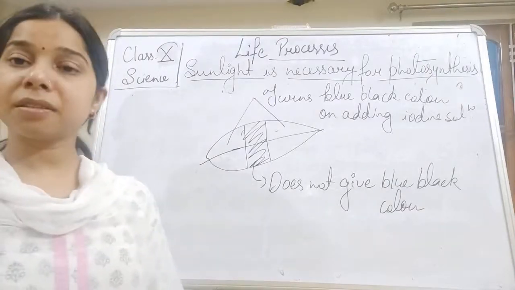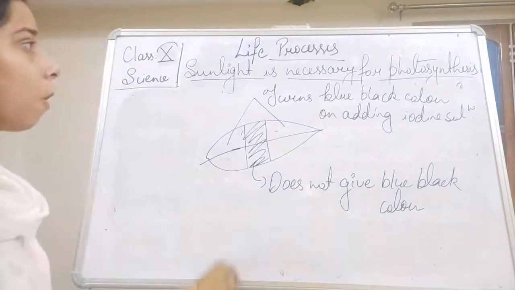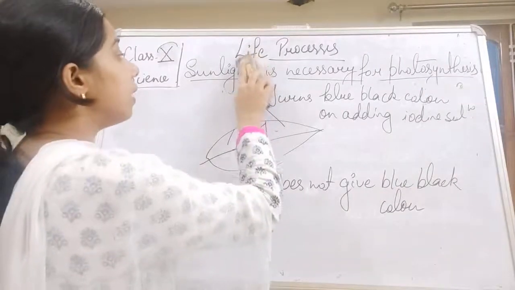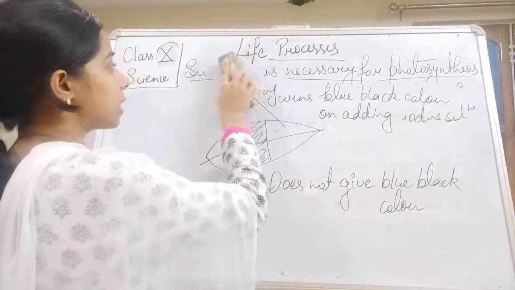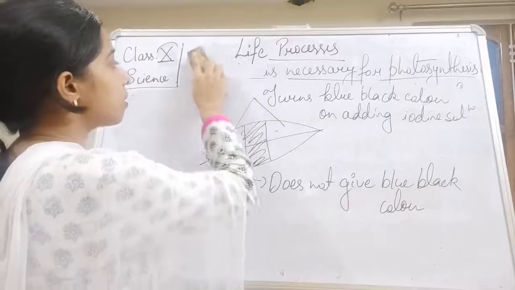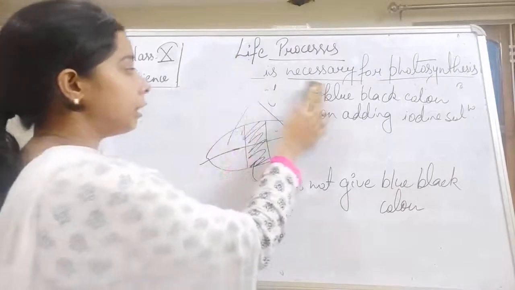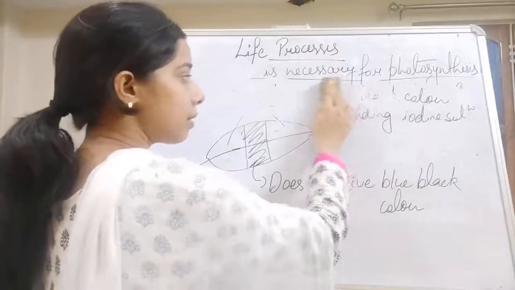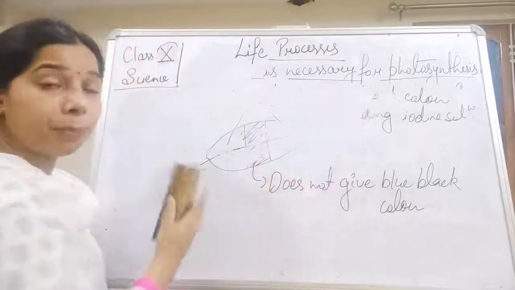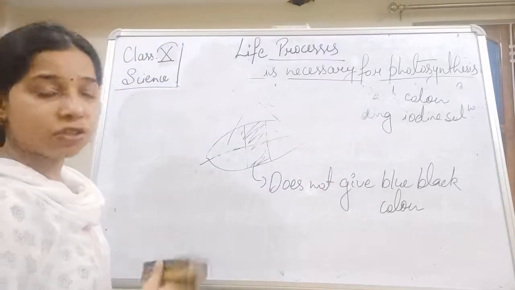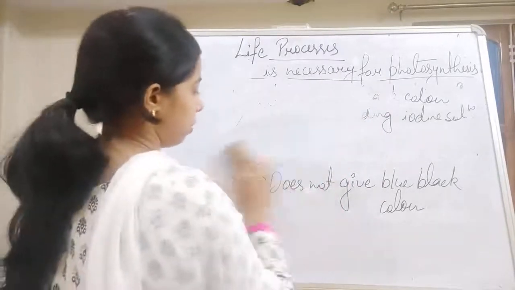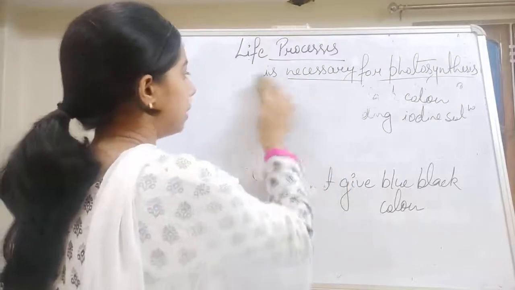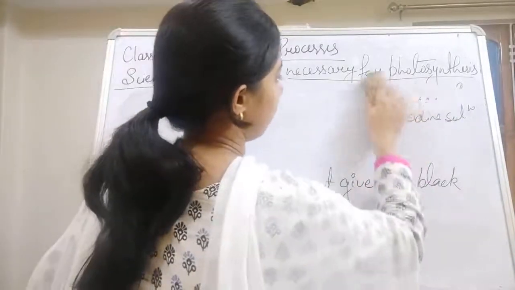Okay, so this is the first experiment. Now moving on, we are going to see the other condition which is necessary for the process of photosynthesis, and how we can confirm that it is an important condition for photosynthesis. So moving on, we will see the next condition.